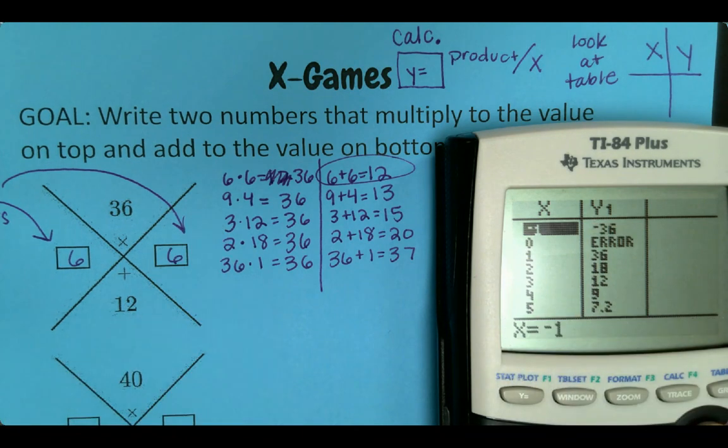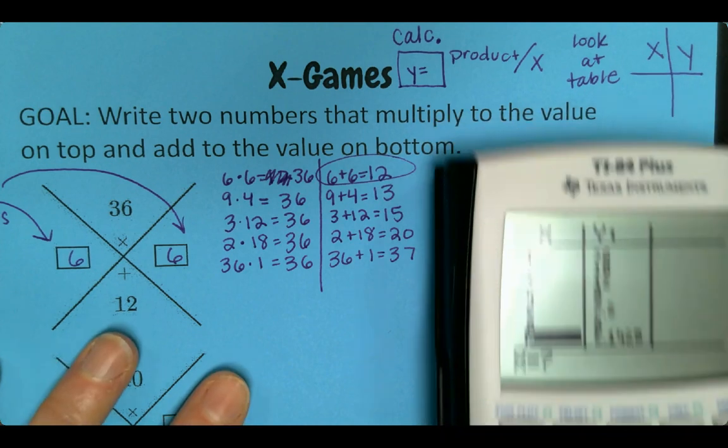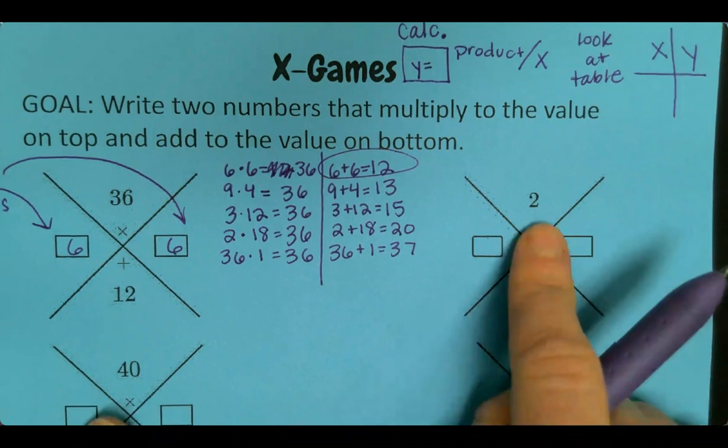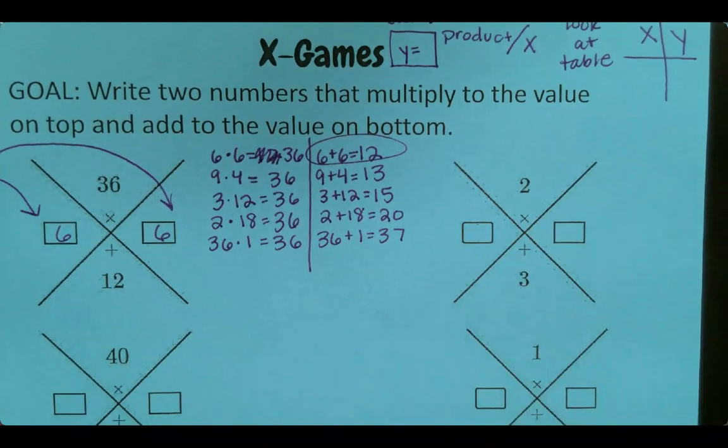You can also go up and look at the negative factors. The positive and negative are both on here. So that's how you can get all your factors, which is really going to be helpful. All right. So we just want to fill in the left and right side of our x. So let's go ahead and do this next one.